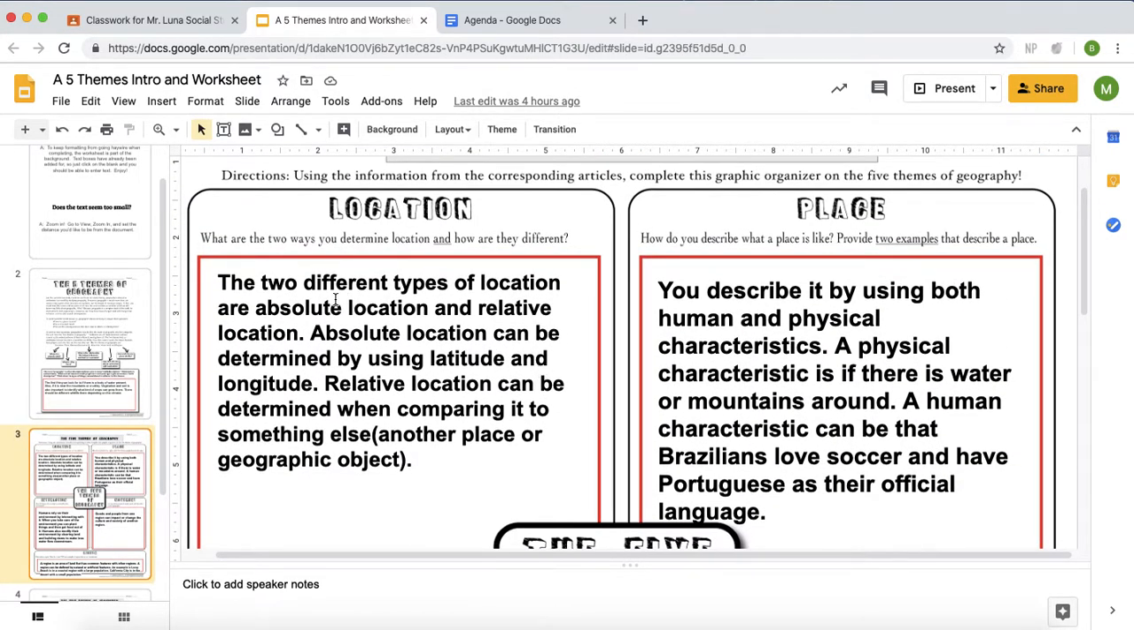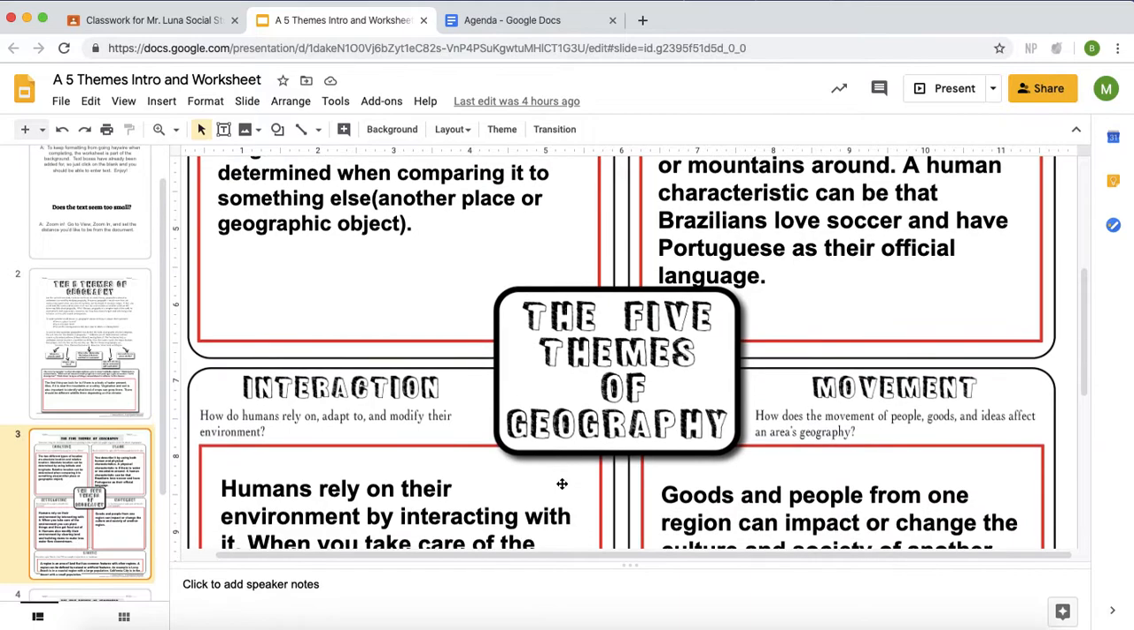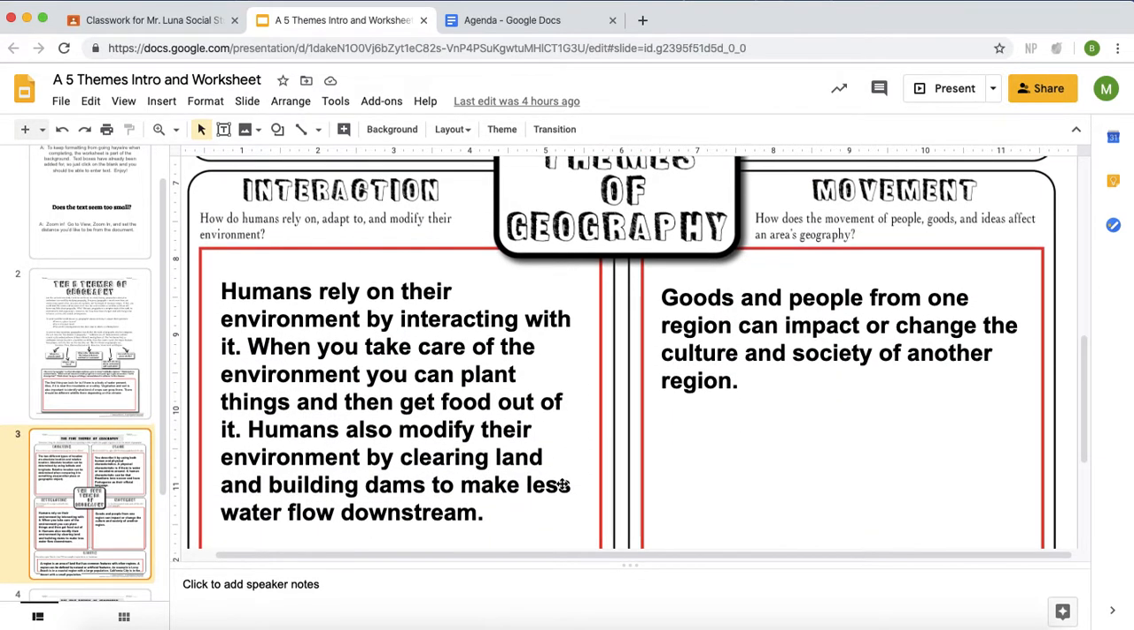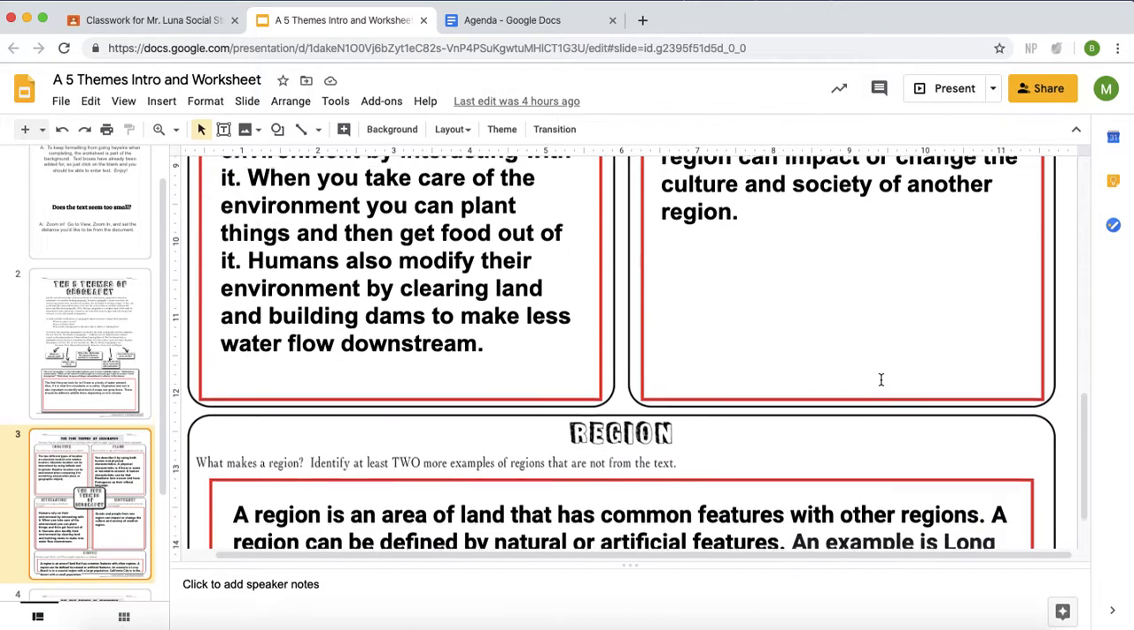This is the answer for location and the answer for place. It's basically what we just talked about. I just explained it again. Go ahead and pause. And this is the answer for interaction and movement. Here is the answer for region.